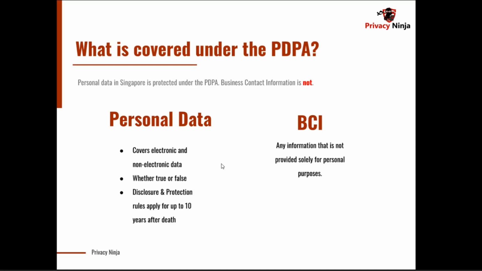So that's personal data. What about BCI, business contact information? This is basically any information that you provide that is not provided solely for personal purposes. Most commonly, BCI can be any information found on your business name card. For example, your full name, your mobile number, your email address, your office address, if it's on your name card, these will all fall under BCI. So if it's for a business to business transaction, this doesn't fall under the PDPA.